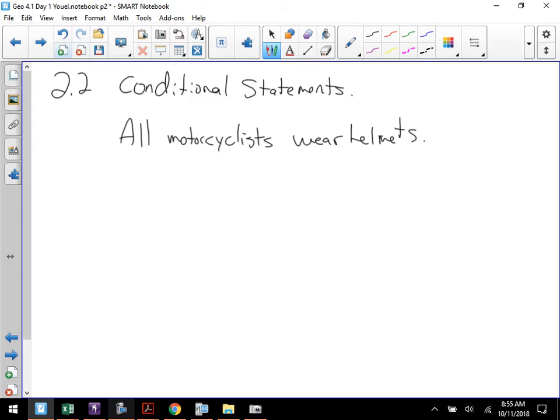if you start with the statement, all motorcyclists wear helmets, and you want to turn that into a conditional statement, a conditional statement is your P implies Q. Remember that? If then. If you are a motorcyclist, I was going to abbreviate so I have space, then you wear a helmet.